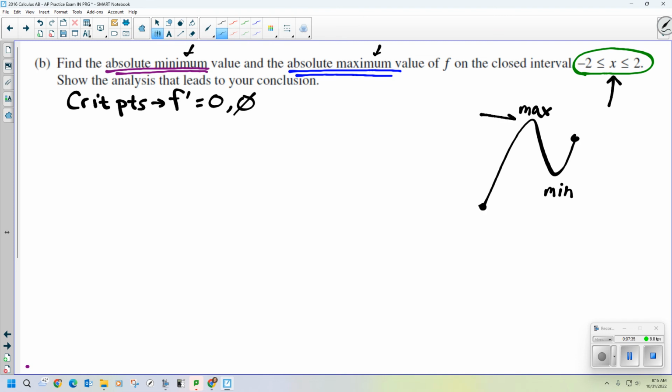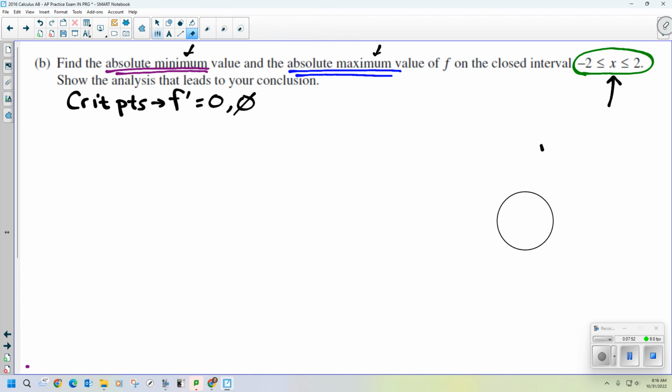Well, this is still the max because it's higher than this point, but this becomes the absolute min because it's lower than this minimum right here. So we need to check those endpoints. Do not forget to check the endpoints. And when I'm looking for mins and maxes, I want to find the y values and the x value. If I have a min or max, a coordinate, the x value is where it occurs. The y value is the actual value of the min or maximum.